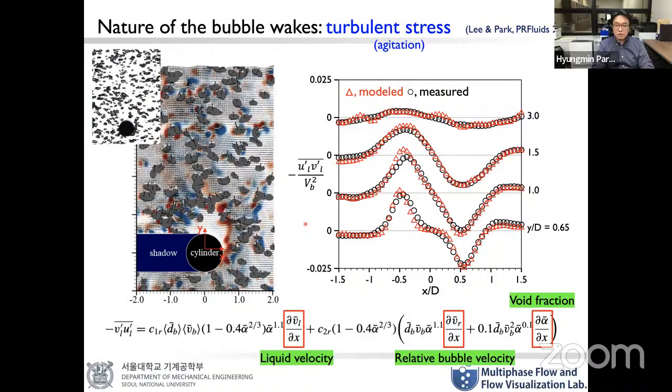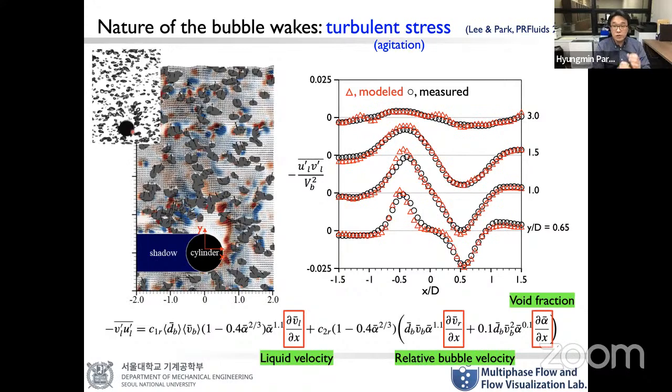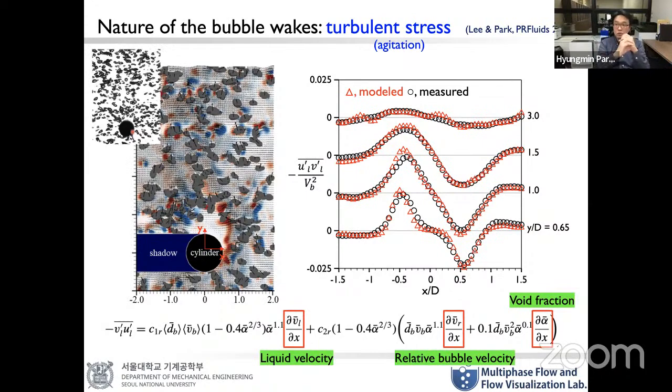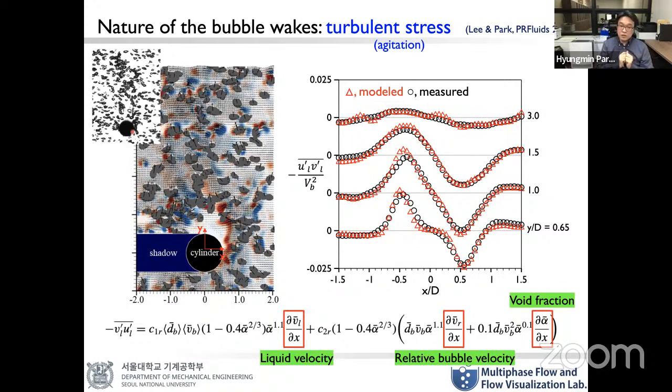A similar approach can be used to model the turbulent stress, or Reynolds stress, induced by bubbles. This is the problem of the uniform bubble swarm disturbed by some obstacle. We use a circular cylinder. We have a uniform bubble swarm, but when you introduce the flow with this kind of obstacle, it is disturbed, which means you intentionally introduce a spatial gradient of the bubble or liquid statistics, right?